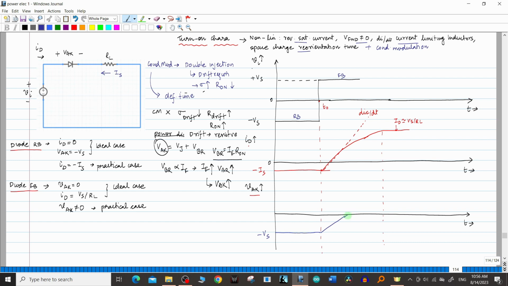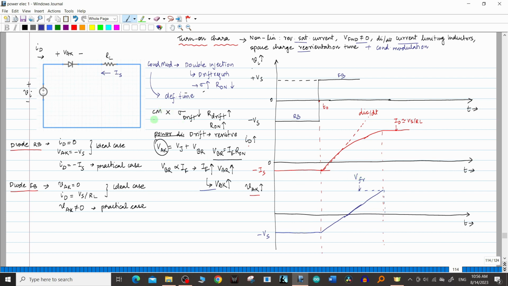Initially, I told you the voltage will settle at V forward. Something like that, it would have settled at this value. But here, conductivity modulation has not set up till now. So as the current increases, the voltage also increases. The voltage increases like this continuously and settles at a voltage which is called V forward. This VFR is called forward voltage.